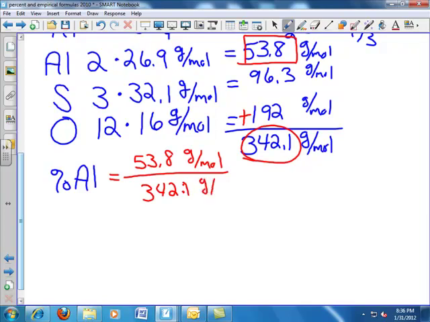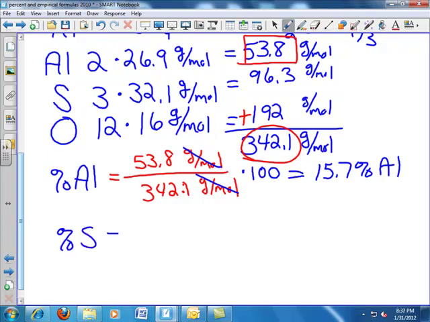Now, I'm never going to show this again, and I'm not even going to write these in the future. Grams per mole cancels out. Okay? So in the future, you're not even going to have to worry about those. And then we're going to multiply this by 100. And so when you do that, go ahead and do that in your calculator. That's going to equal 15.7%. So that means that in this compound of aluminum sulfate, 15% of it is aluminum. Okay? So let's find the percent of sulfur.